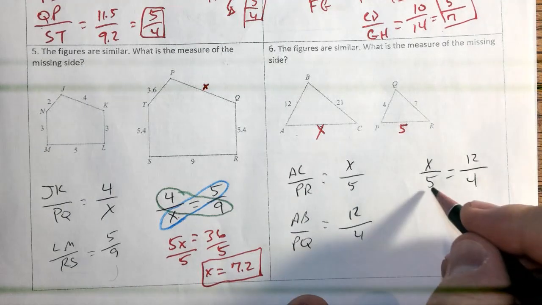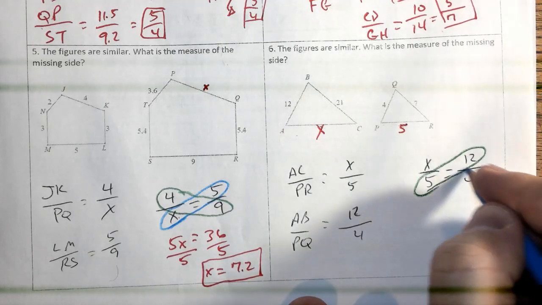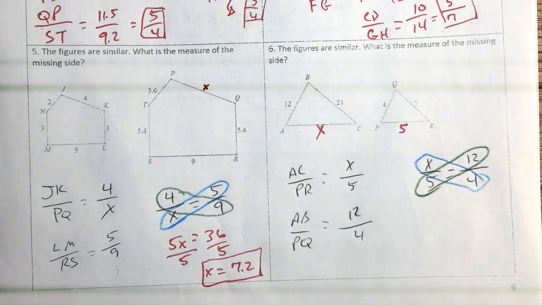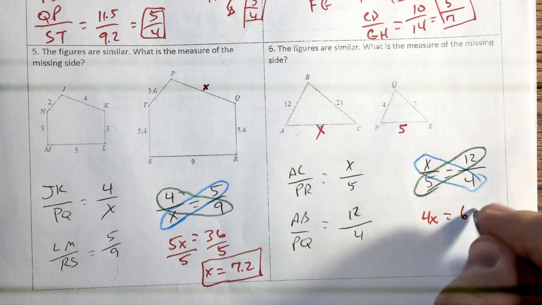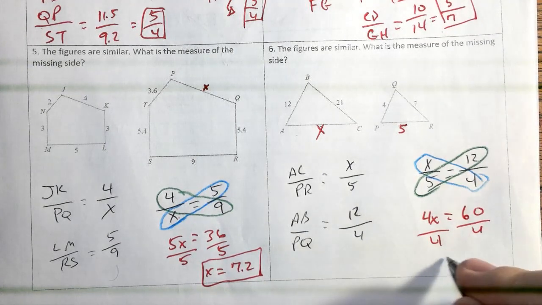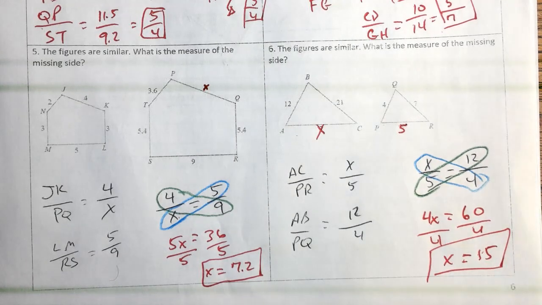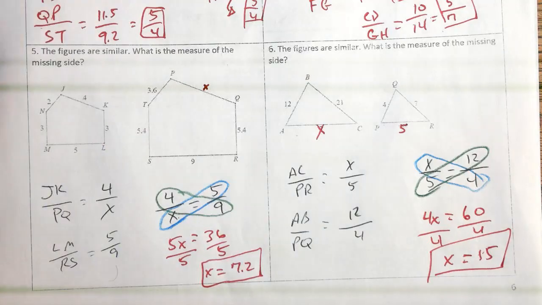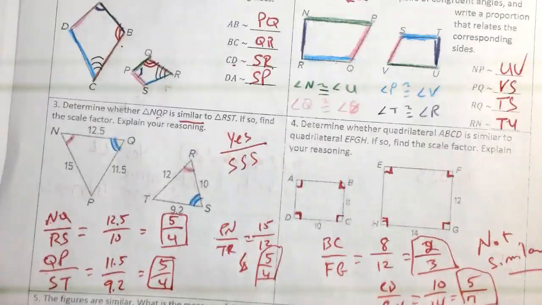So now we're going to cross multiply. These two times these two. 4 times X, 4X, 5 times 12, 60. Divide both sides by 4. X is going to equal 15. So our missing measurement there is 15. All right, moving on. Video ended up a little long here.